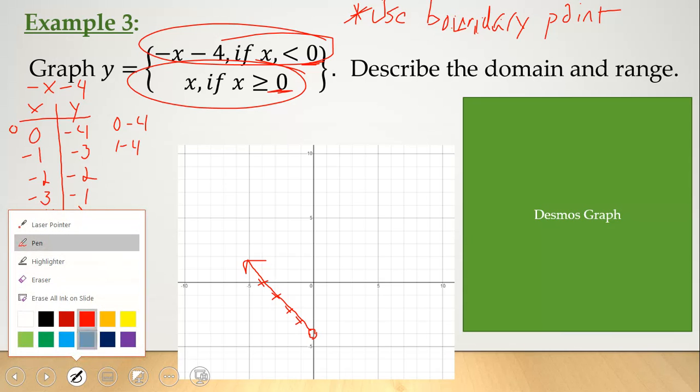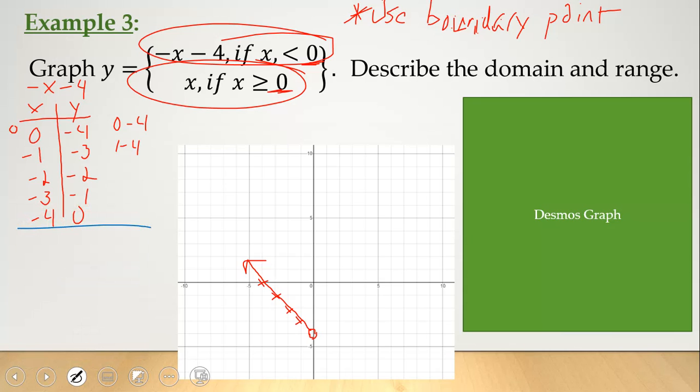Now I'm going to plot my second graph, which is just y equals x. And this graph exists when x is greater than or equal to 0. So once again, I'm going to start at my boundary point of 0. And now I'm going to pick x values that are all greater than 0. If I plug in 0 for x, you're going to get a y value of 0. Then 1, 2, 3, and 4.